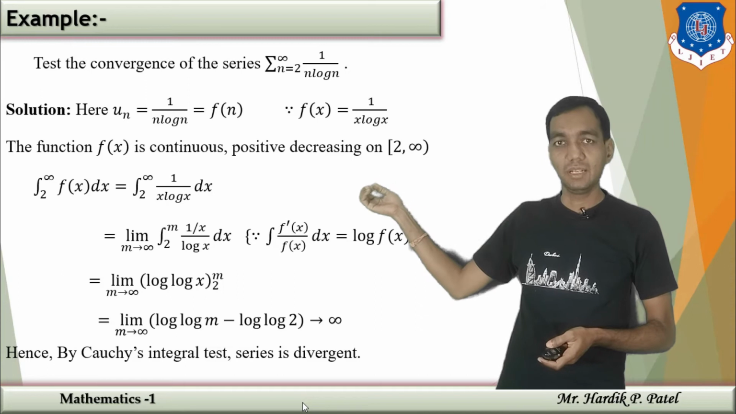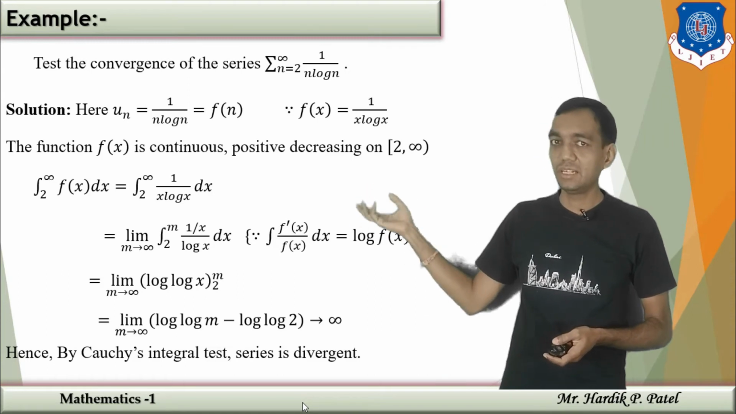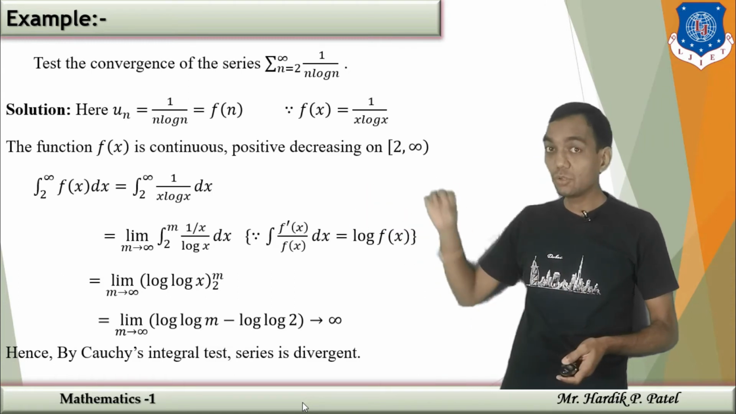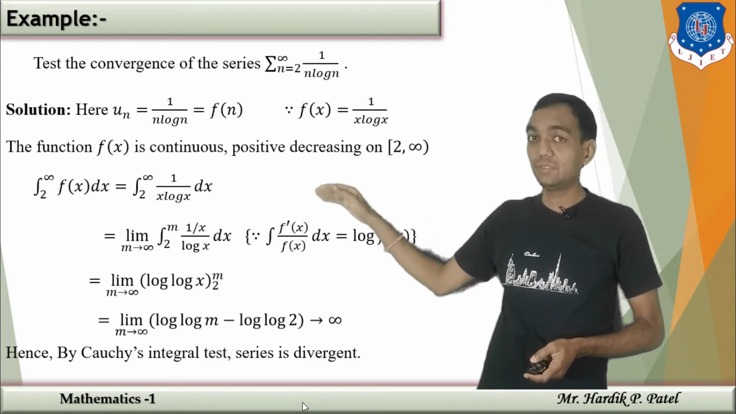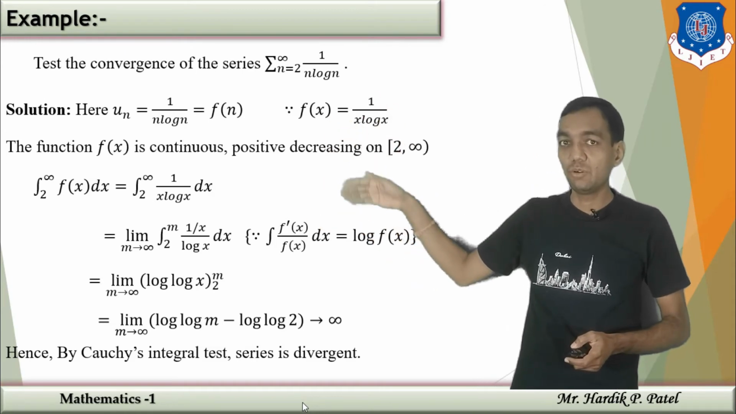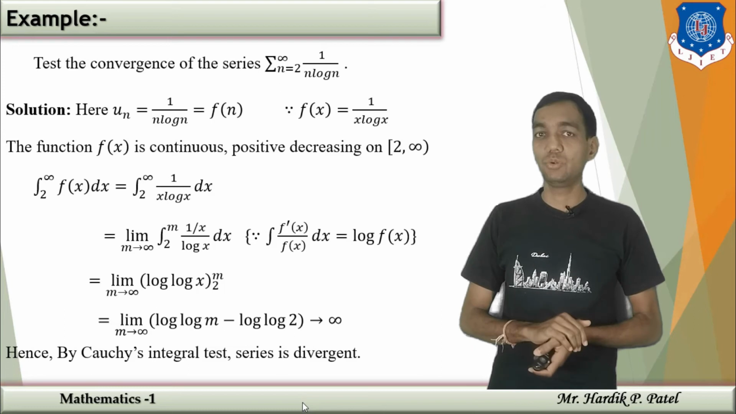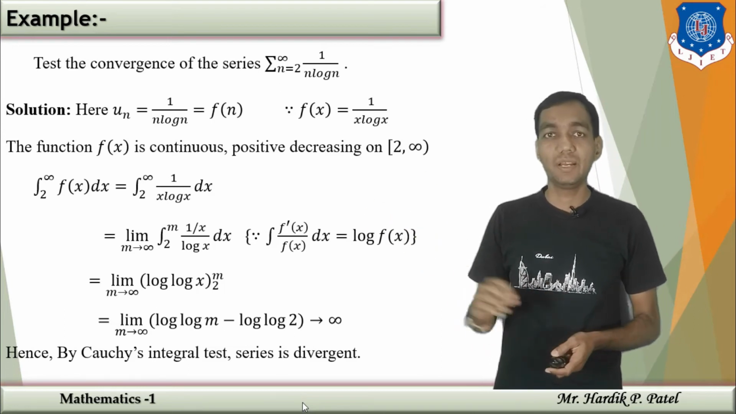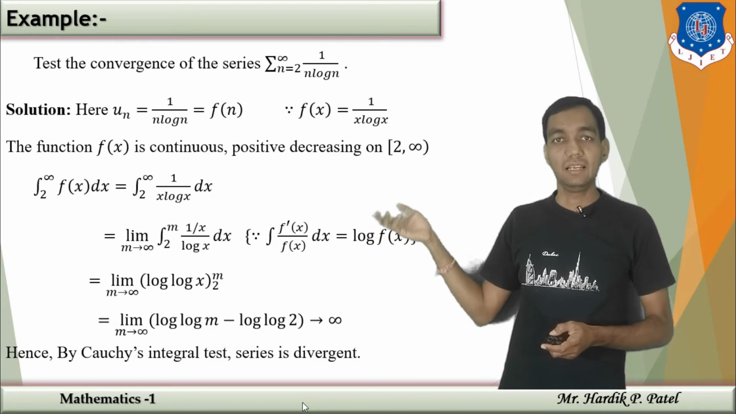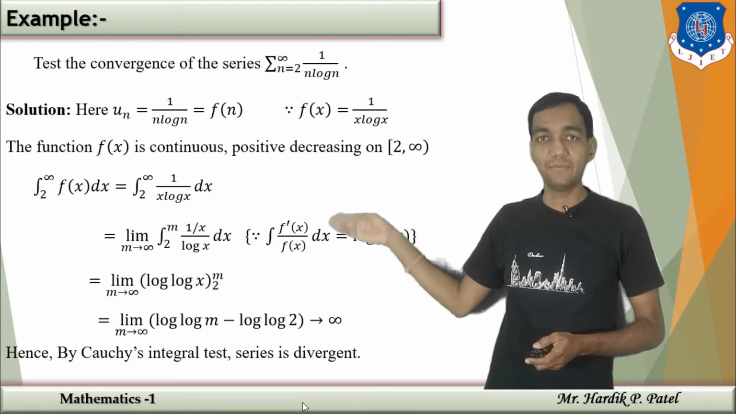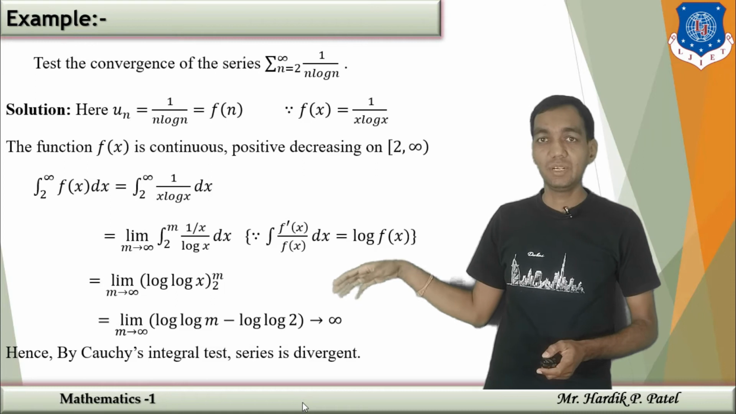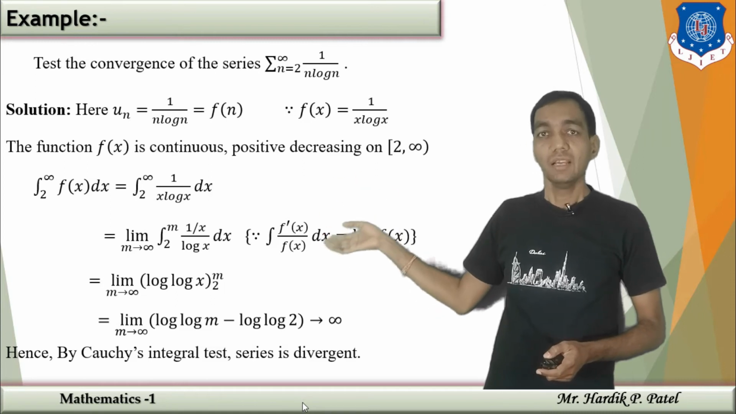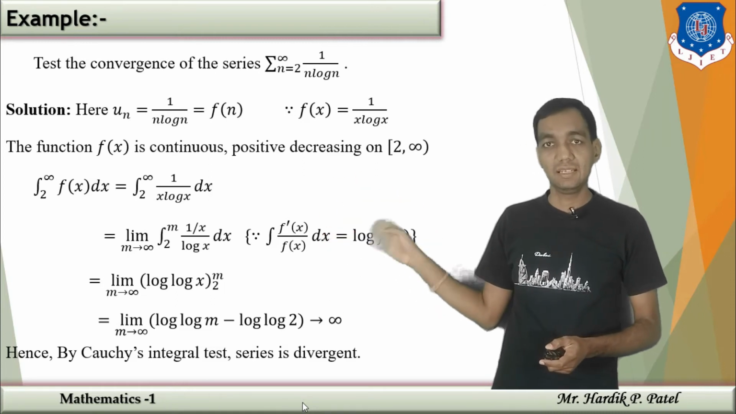Again, this function is continuous and decreasing on the interval 2 to infinity, as here the limit of n is from 2 to infinity. So we have to check on the interval 2 to infinity. Using these values, we are going to apply the integral test: integration 2 to infinity f(x) dx, that is nothing but integration 2 to infinity 1 upon x log x dx.